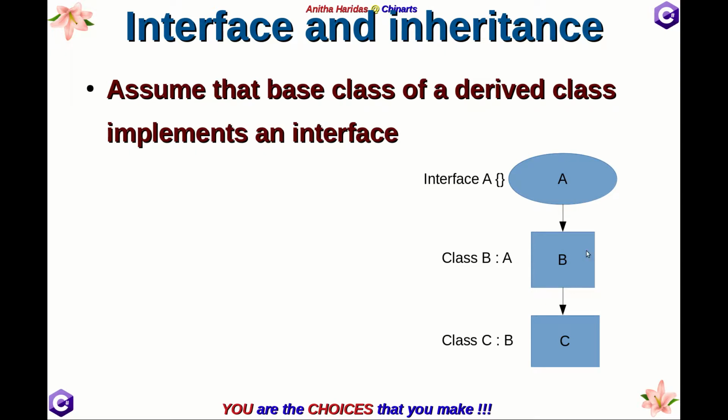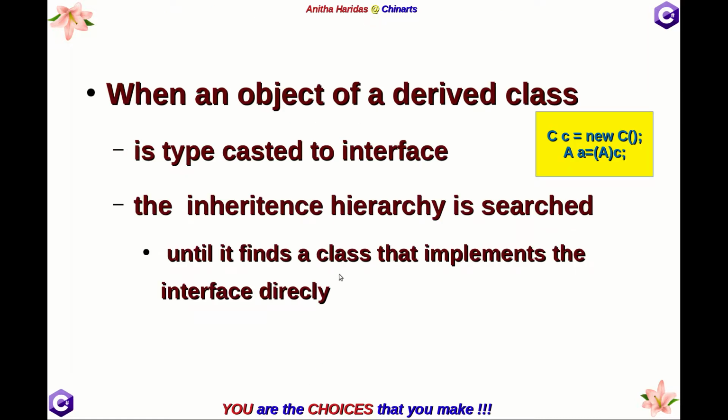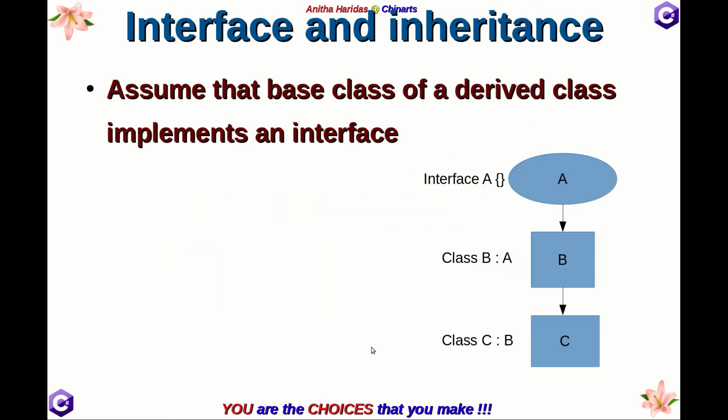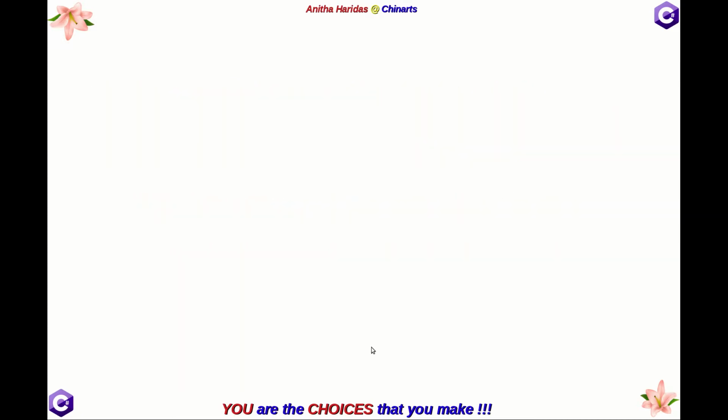Suppose, for example, in between B and C, I have another class here, D. So what will the typecasting do? It will search back to D, then it will go back to B, because B is the one which has directly implemented the interface. So it will search the hierarchy until it finds a class that implements the interface directly. This is one of the important properties that you have to remember for interface and inheritance.